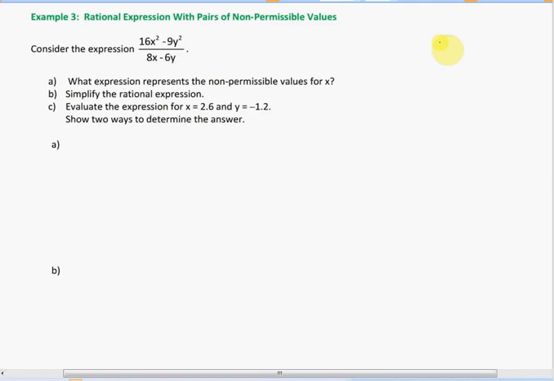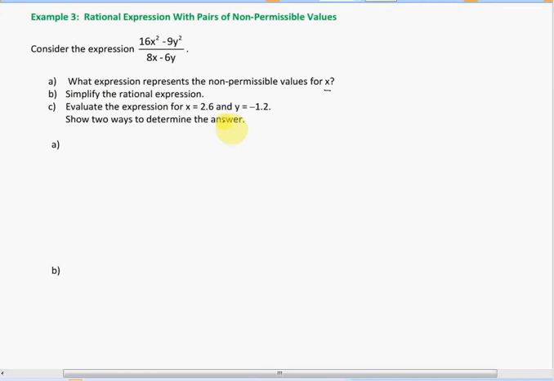Okay, so example 3, rational expression with pairs of non-permissible values. We're going to take a look at an example where our denominator has two variables. We're going to do two things. The first one, what expression represents the non-permissible values for x? Now you can find the non-permissible values for y too, but we'll work with x. Then we're going to simplify the rational expression, and then we'll evaluate for x equals 2.6 and y equals negative 1.2 and show two ways to determine the answer.